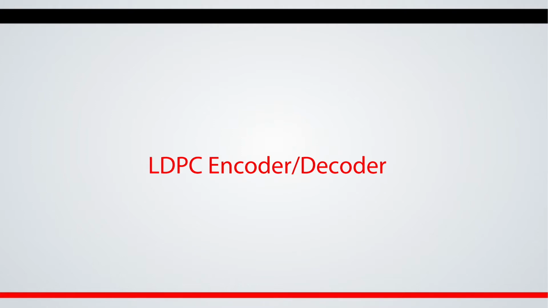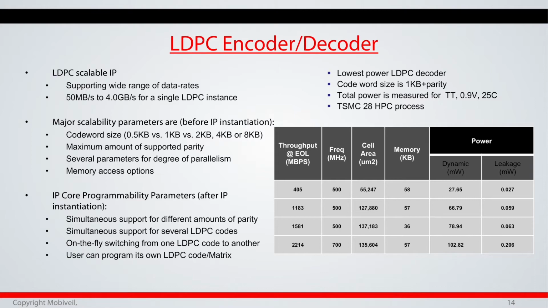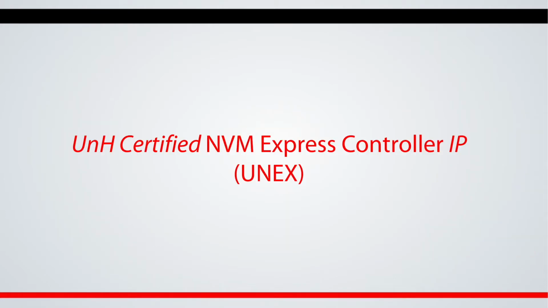And this is, I think, the industry's lowest power LDPC decoder and encoder. I have some numbers here, which are taken for a 28 HPC process. But this is very scalable. The numbers you are seeing are end of life numbers. So the throughput numbers are end of life. Normally, at the beginning of life, the throughput is going to be about 3x the numbers you are seeing here.